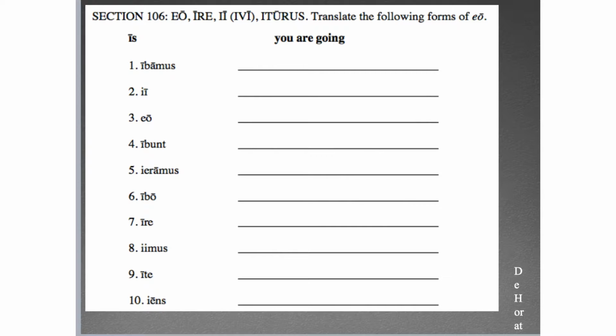Now we're translating forms of eo. So we were going, and of course we're going because of the ba. Number two is I went. That's that ii principal part, third principal part, as opposed to ivi. And I'll let you do the rest.